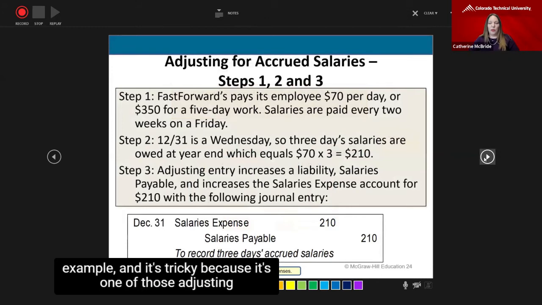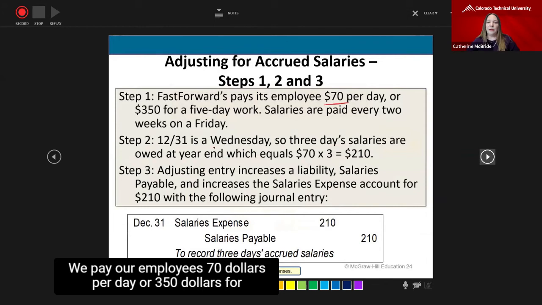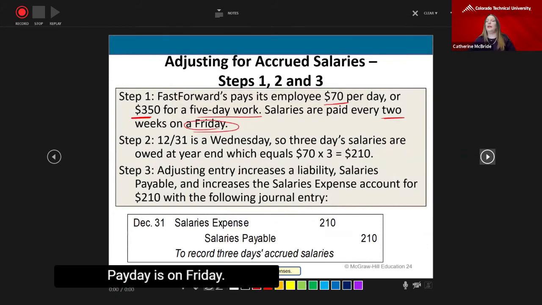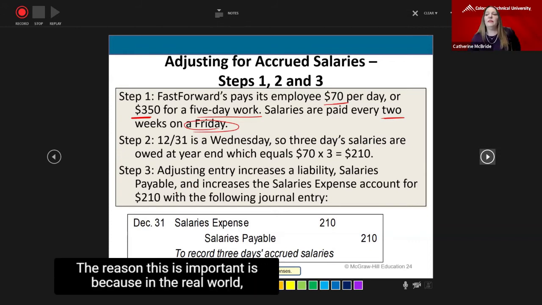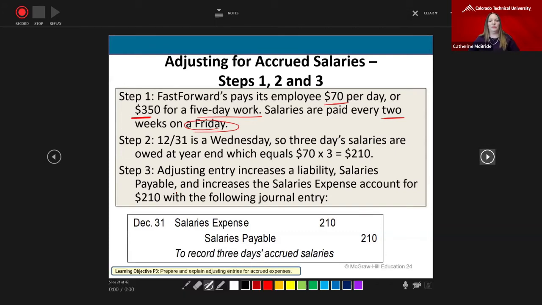Salaries is a common example, and it's tricky because it's one of those adjusting entries where the amount changes every single period, every single month. So here we pay our employees $70 per day, or $350 for a 5-day work week. We pay salaries every 2 weeks on Fridays. So you kind of have to picture that in your head. Payday is on Fridays. That's when we pay the employees. The reason this is important is because in the real world, we typically record the salary expense when we pay the employees.